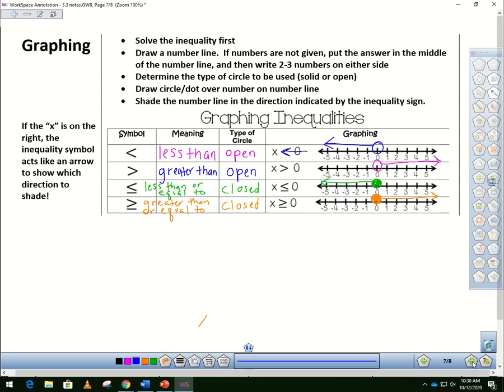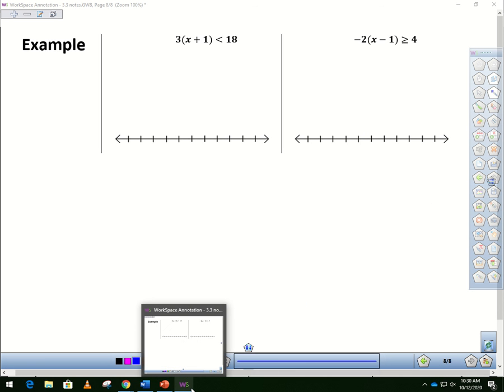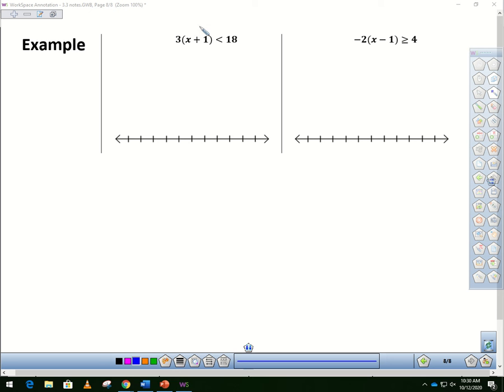Any questions so far? No. Okay. So now we're going to go ahead and do the whole thing. We're going to put it all together. So what do we have to do on this side right here? What's this called? Anybody remember? Distribute. You have to distribute the 3. And then you're solving it like an equation.